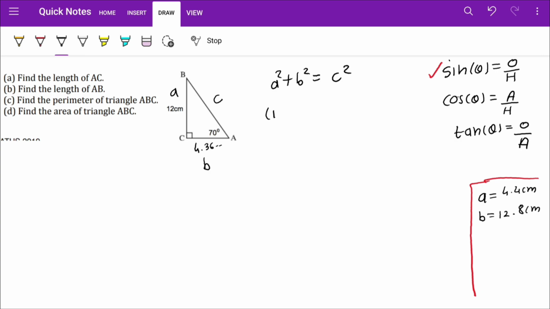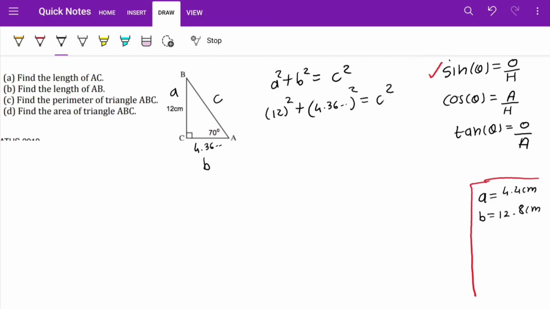So we get 12 squared plus 4.36 recurring squared equals C squared. And we have used the actual answer, not the rounded one, because if you use the rounded one, then you will end up with the wrong answer, right? So plug this in your calculator and you will get 163.07 and continues, equals C squared.